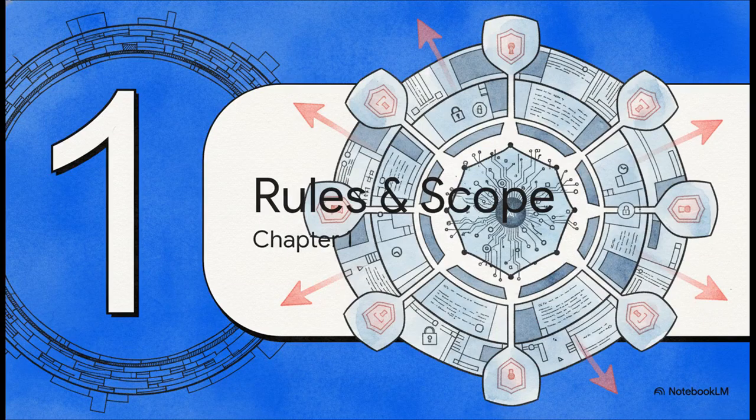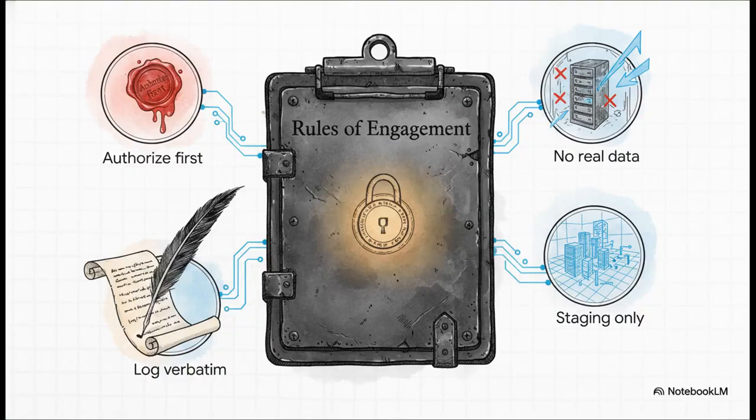Starting off with Chapter 1, Rules of Engagement and Scope. Look, this is the outermost layer of our security protocol, and it absolutely must be locked down before a single prompt is ever fired at a target. I really need to hammer home these operational constraints, especially to the newer folks on the team. You always obtain written authorization. You never, ever exfiltrate real user data. You must log every single prompt and response verbatim, and we test in staging, always staging.